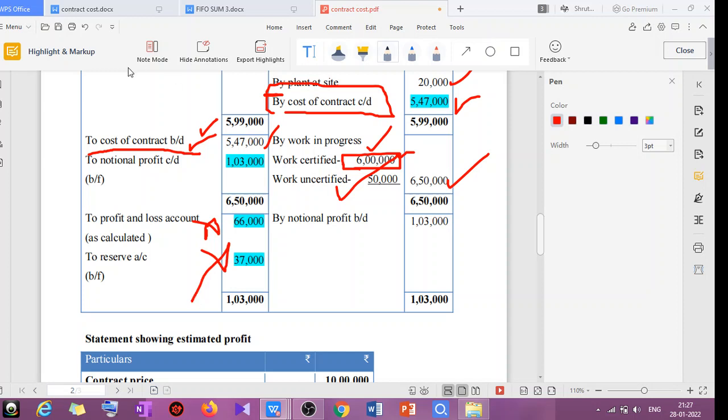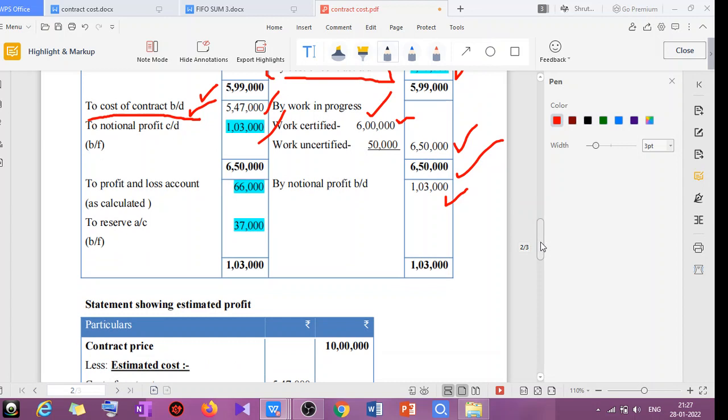We are not calculating that. So before that, till here I hope you understood by notional profit brought down. Till the tick mark that I have marked here, I hope you understood. Right? So you have to stop here.